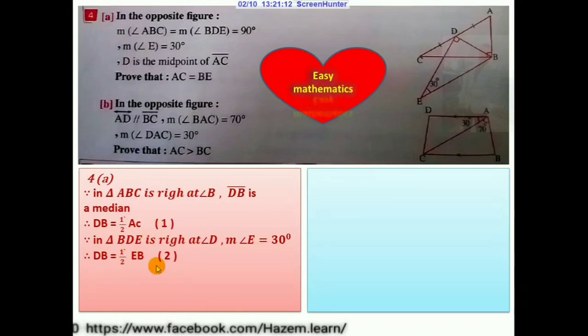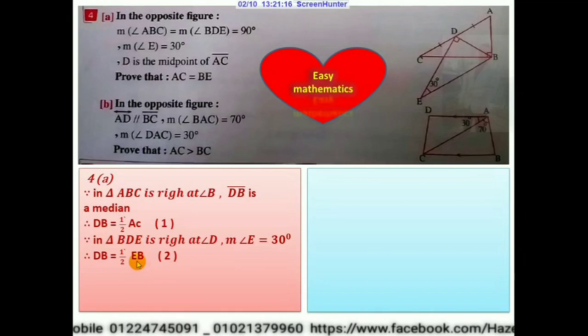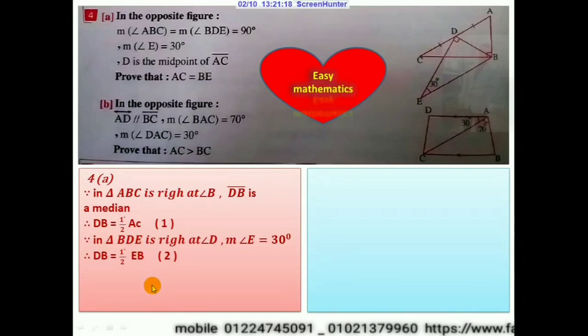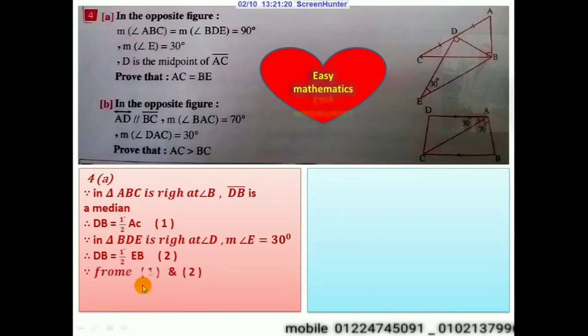From 1 and 2 we deduce that the lengths of AC and EB must be equal. So we can write this way: since from 1 and 2 we deduce that finally AC equals BE.